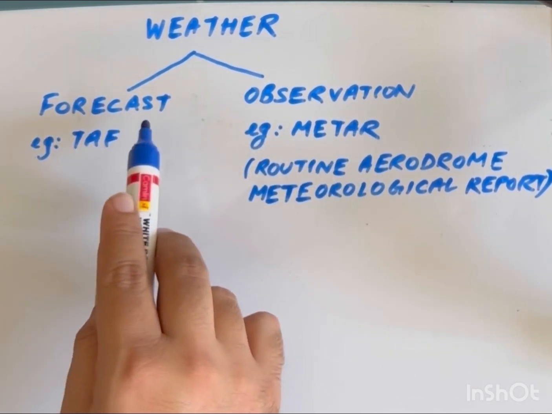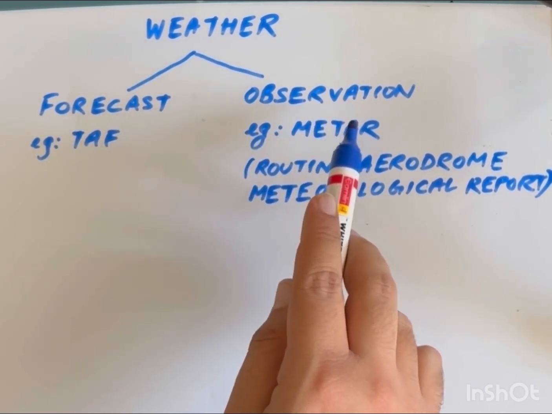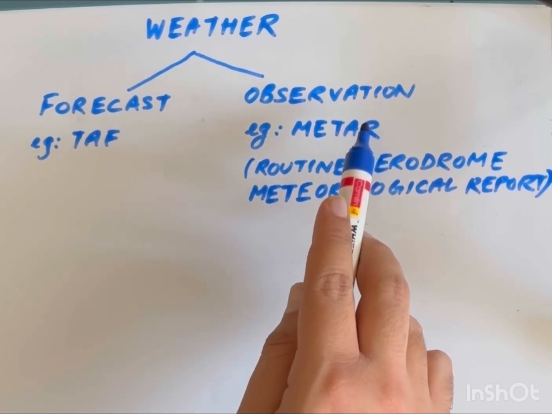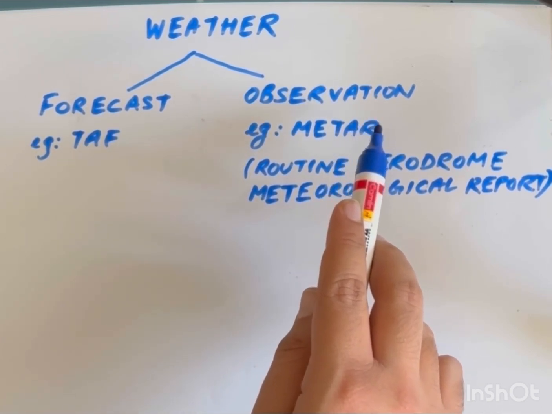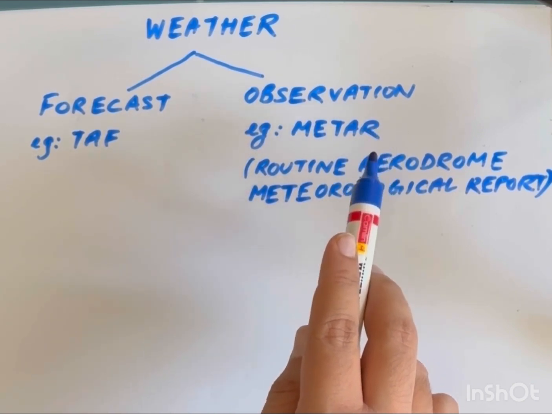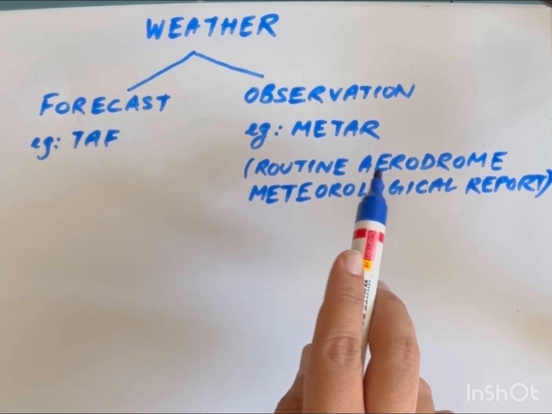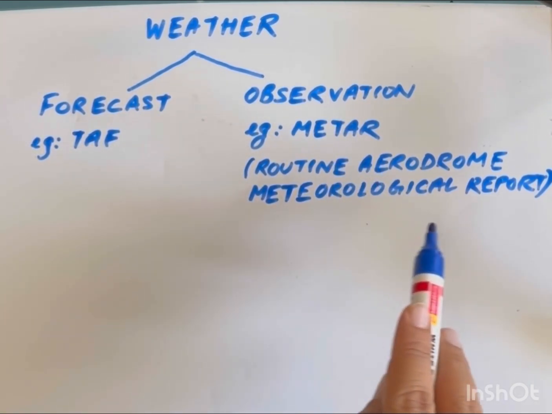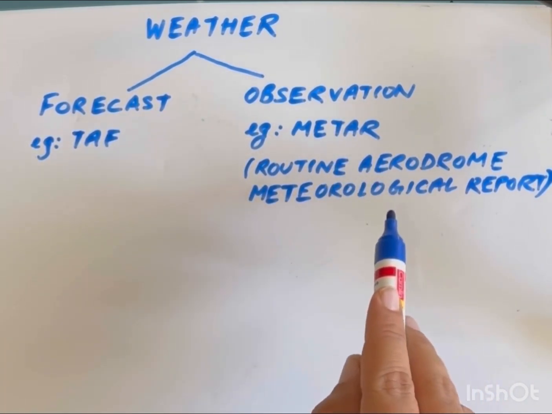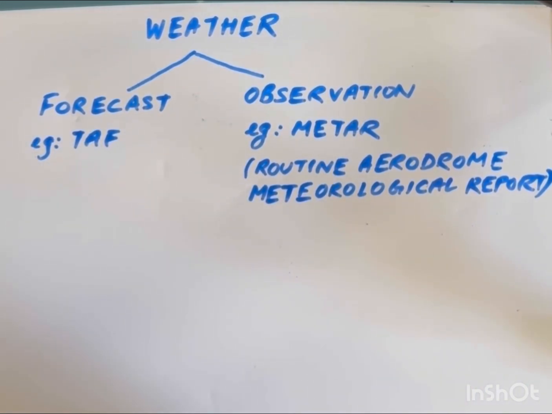So forecasts tell about the future weather which have some probability with it. So they are not exact, but observations are the current weather conditions in a particular area or an airfield which is current and which is correct. So METAR falls under a weather observation and its full form is Routine Aerodrome Meteorological Report. So I'll be getting a few METARs from different places today and we'll be decoding those METARs as you shall see.